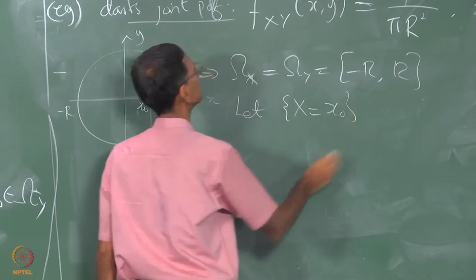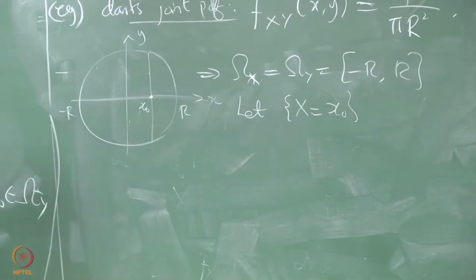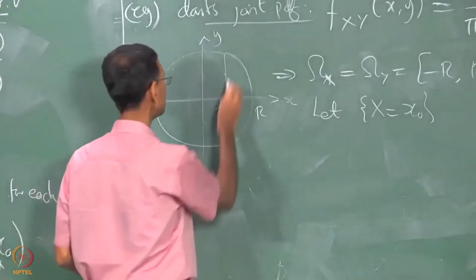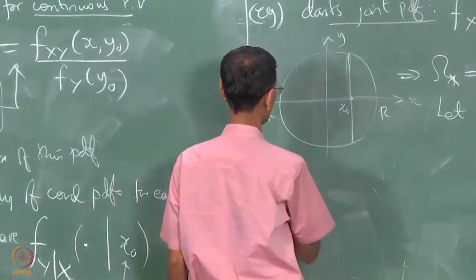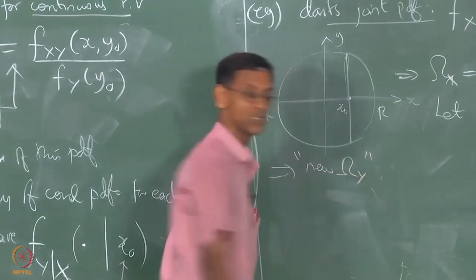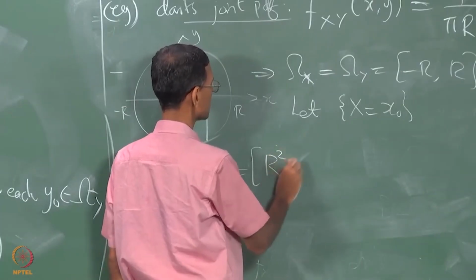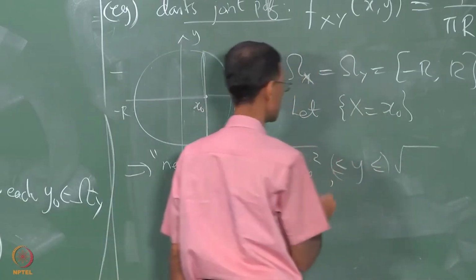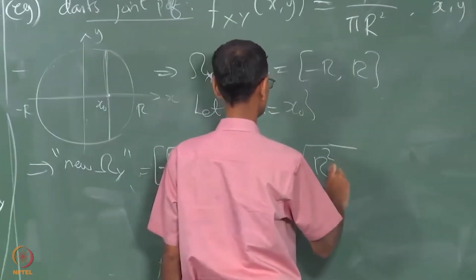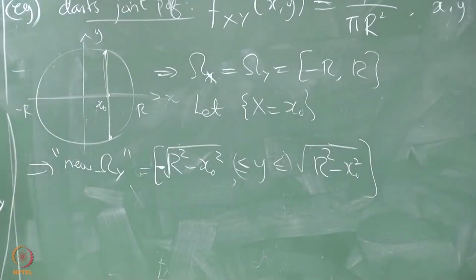So let this be the conditioning event, x equal to x naught. So what is the new omega y now? Clearly it is not the same as the old one. If you say that the dart landed with the x coordinate equal to x naught, that means that your y can only vary like this, which is the new omega y. Since this is my notation or terminology, I am putting it within quotes. So this is going to be the range minus root of r squared minus x naught squared to plus root of r squared minus x naught squared.